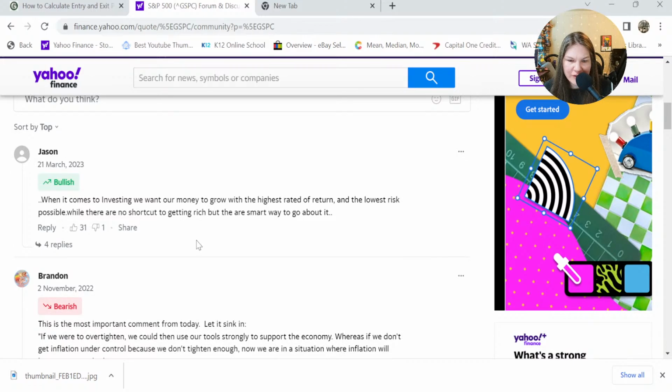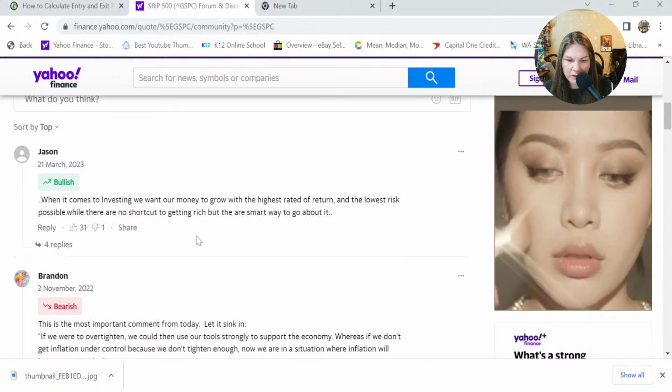When it comes to investing, we want our money to grow with the highest rate of return and the lowest risk possible. While there are no shortcuts to getting rich, there are smart ways to go about it. Hey, Jason told us, use your brain, people.